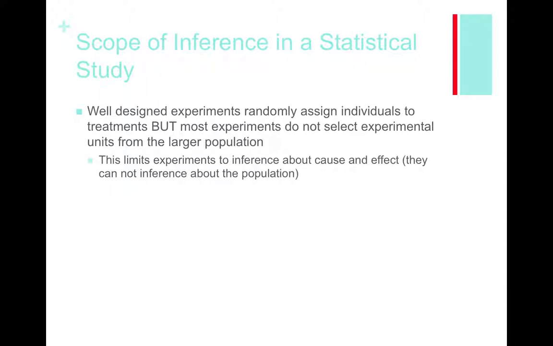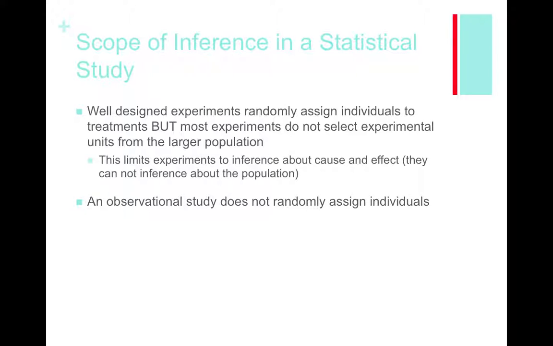But because you just run the experiment on a very small population that are very similar, you can't actually infer about a larger population with an experiment. Well-designed experiments randomly assign individuals, but most experiments do not select experimental units from a larger population. Usually you can ask for volunteers that fit certain criteria, but they're similar within, so you can't make an inference about a larger population.